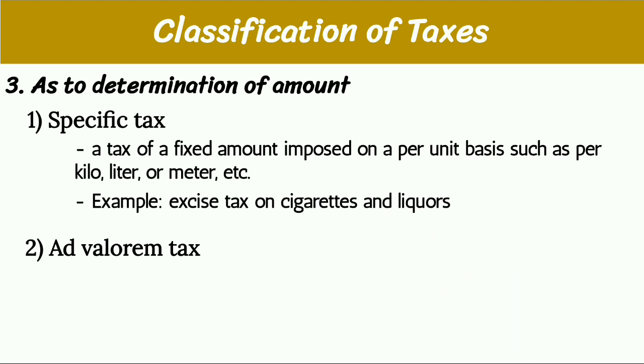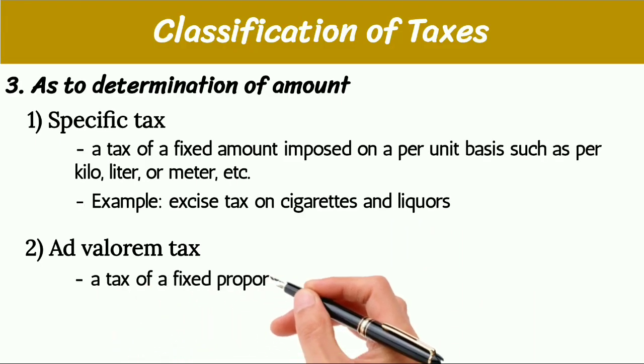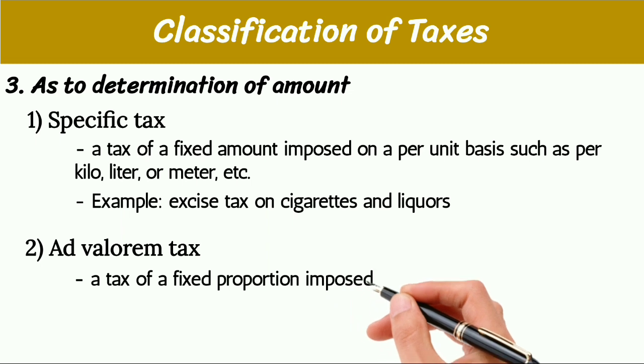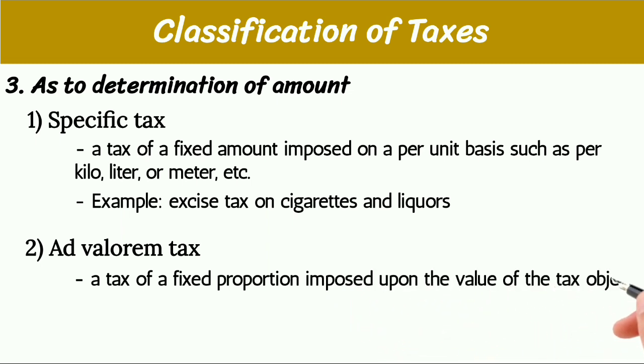Yun ang sinasabing specific tax. That is a tax of an amount imposed on a per unit basis. Merong unit of measurement. On the other hand, ad valorem tax is a tax of a fixed proportion imposed upon the value of the tax object. Ito naman, nakadepende sa value ng tax object.